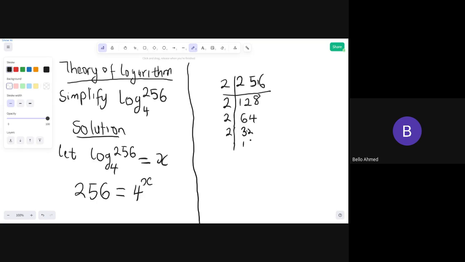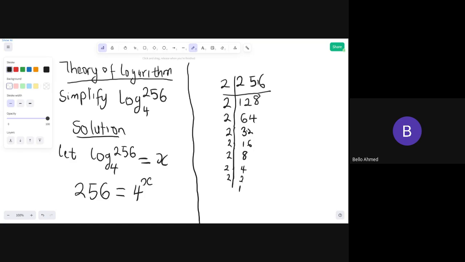2 in 12 is going to give us what? 6. 2 can still go. 2 in 1 is not possible. So 2 in 16 is what? Is 8. So 2 can still go. 2 in 8 is going to give us what? It's going to give us 4. And 2 in 4 is going to give us what? 2 in 4 is going to give us 2. And 2 in 2 is going to give us 1.